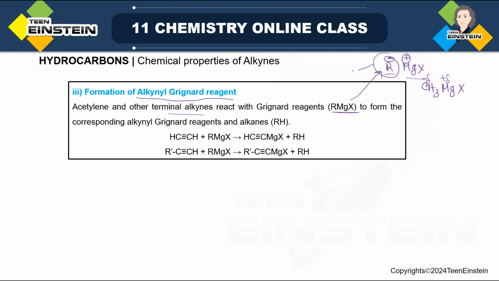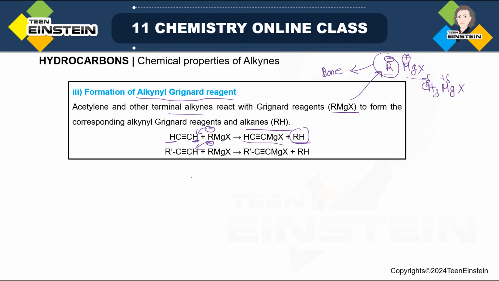Now it will act as a base. As it is a base, and we know that these hydrogens are acidic in nature, this base will capture this H. As a result, there is formation of RH. And RH means what? It is an alkane. So there is formation of alkane. So it is also a very good method if you want to make an alkane, though that is a byproduct, because now we are focusing on how to make the alkynyl Grignard reagent. You are thinking this is the main product, but you can also treat it this way if you want to make an alkane.